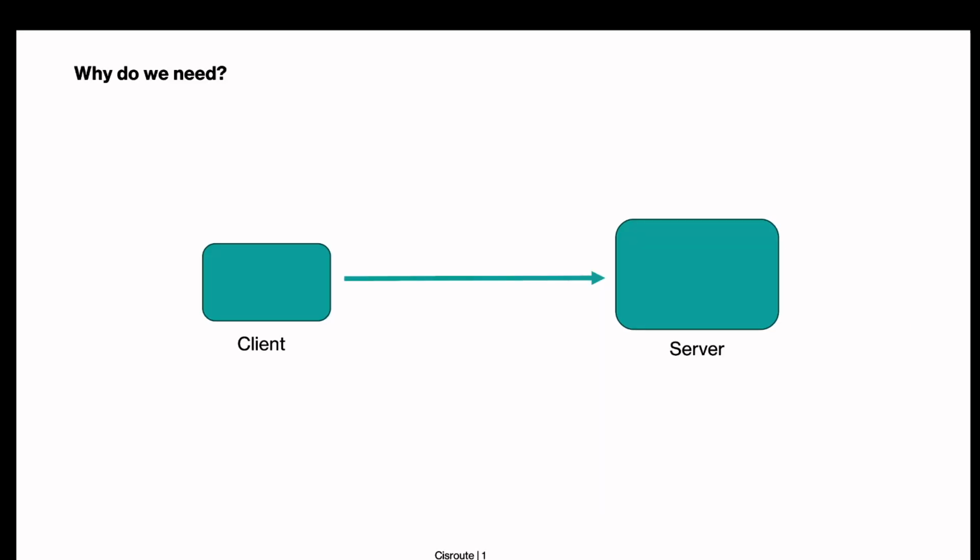So, let's say a client wants to communicate with the server. Let's say I want to visit www.cisroute.com, and we type this into our browser. Now, what's going to happen? Is the server automatically going to know what cisroute.com is?